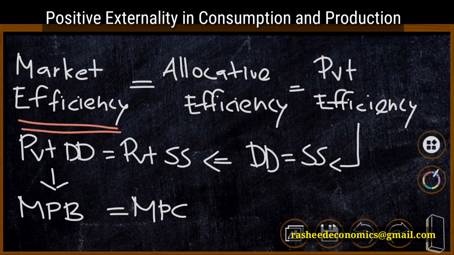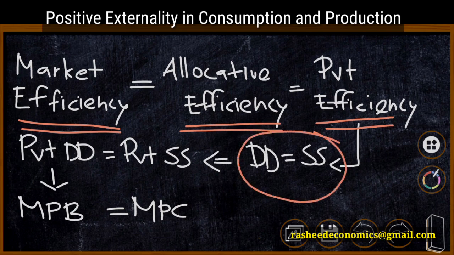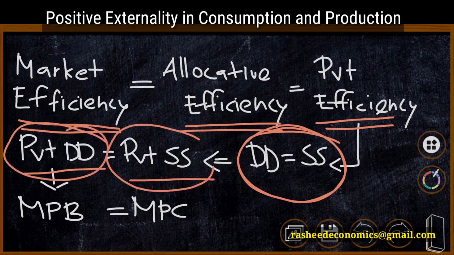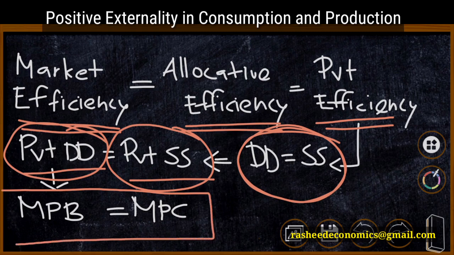Market efficiency is the allocative efficiency, also known as private efficiency, where the demand of the market is equal to the supply of the market. Here demand means private demand and supply means private supply. Therefore, private demand is equal to private supply, and we can represent it as marginal private benefit equal to marginal private cost. This is the allocative efficiency in a normal market condition, in a price mechanism situation.